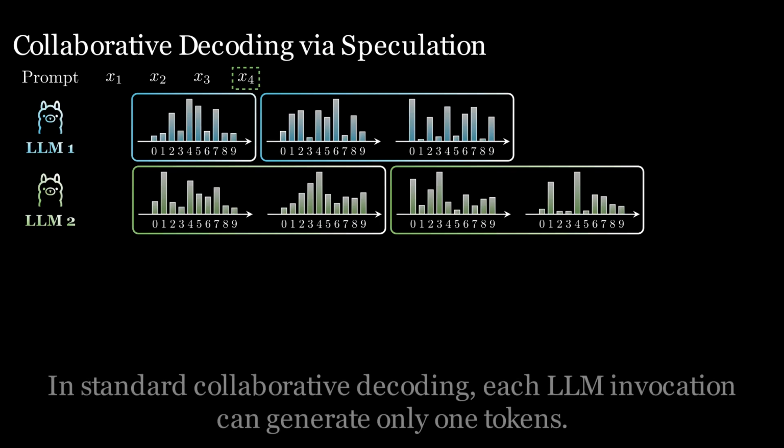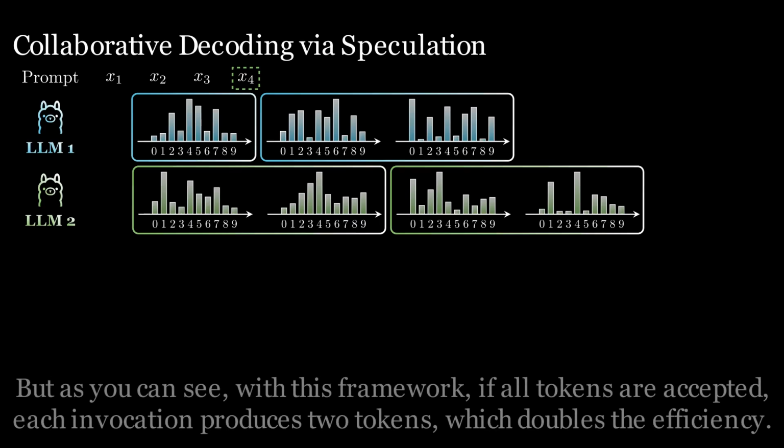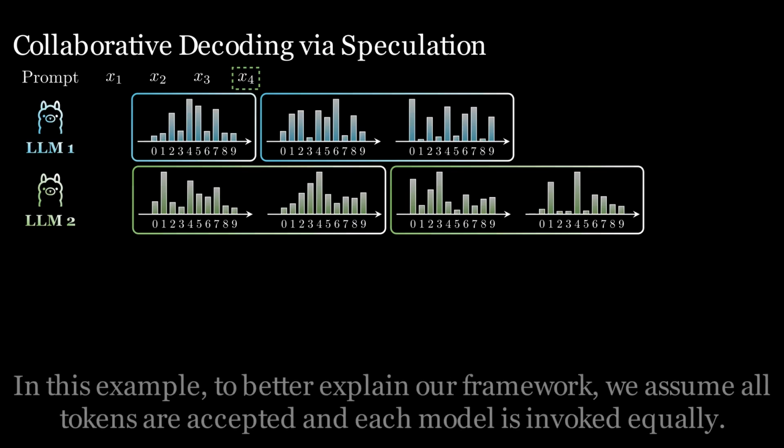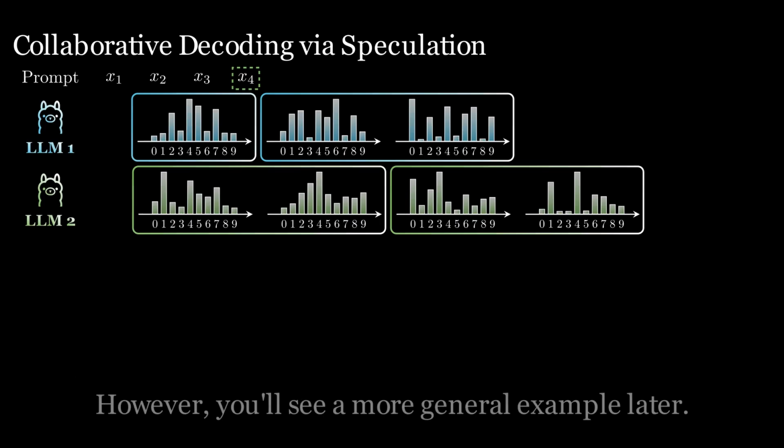In standard collaborative decoding, each LLM invocation can generate only 1 token. But as you can see, with this framework, if all tokens are accepted, each invocation produces 2 tokens, which doubles the efficiency. In this example, to better explain our framework, we assume all tokens are accepted, and each model is invoked equally. However, you'll see a more general example later.